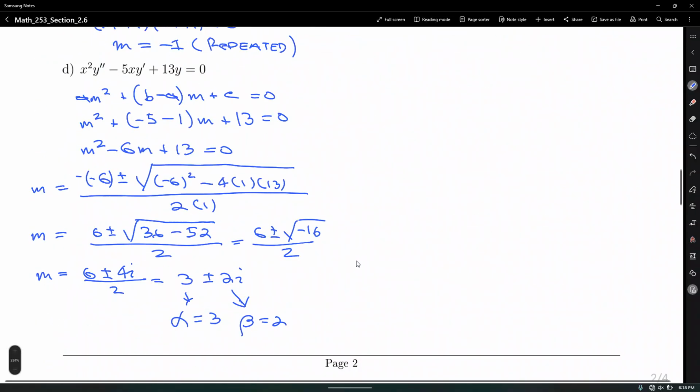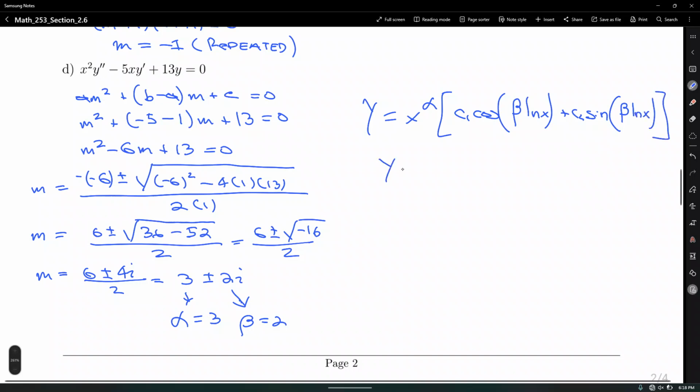So this will be y equals x to the alpha, c1 cosine of beta ln of x plus c2 sine of beta ln of x. Okay, which is y equals x to the alpha, that is x cubed, c1 cosine of 2 ln of x plus c2 sine of 2 ln of x. All right.